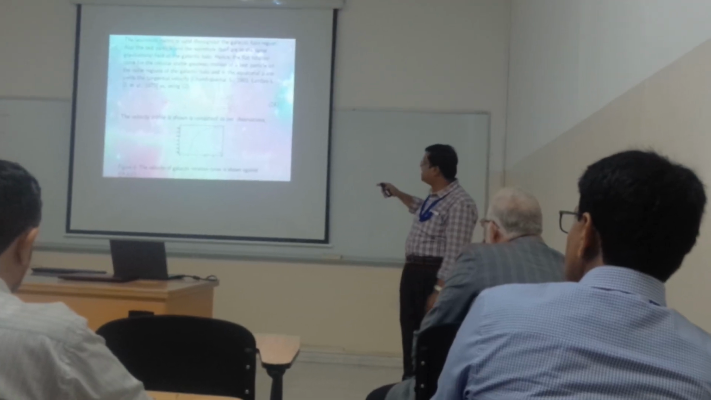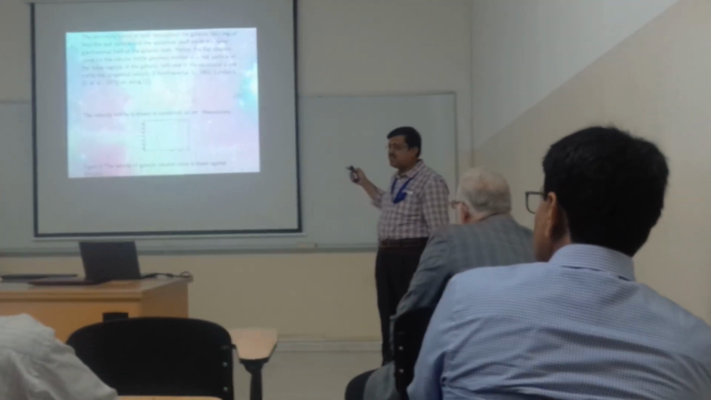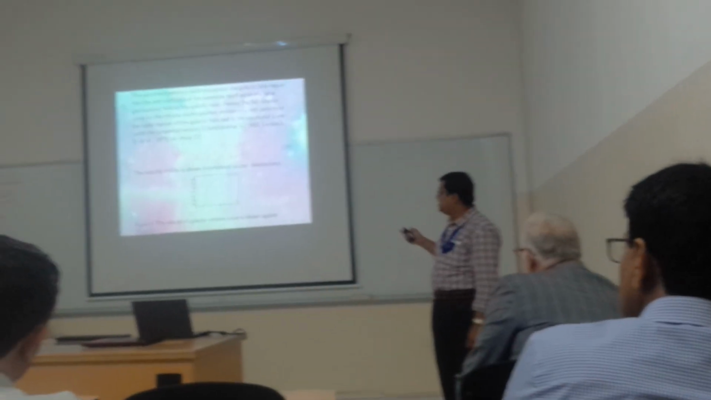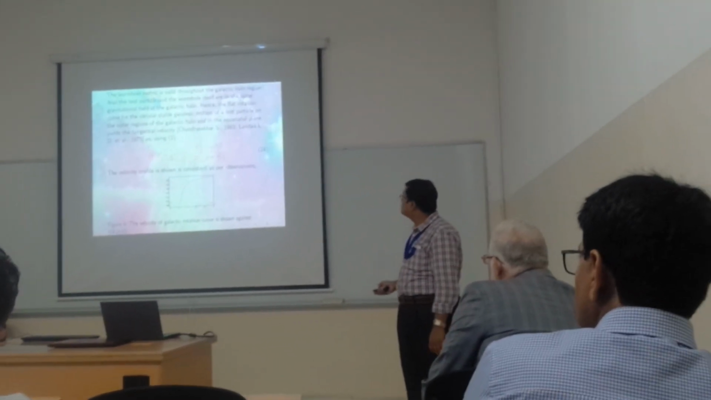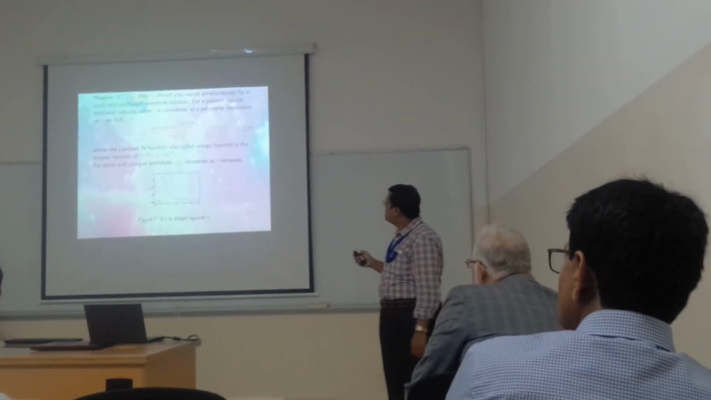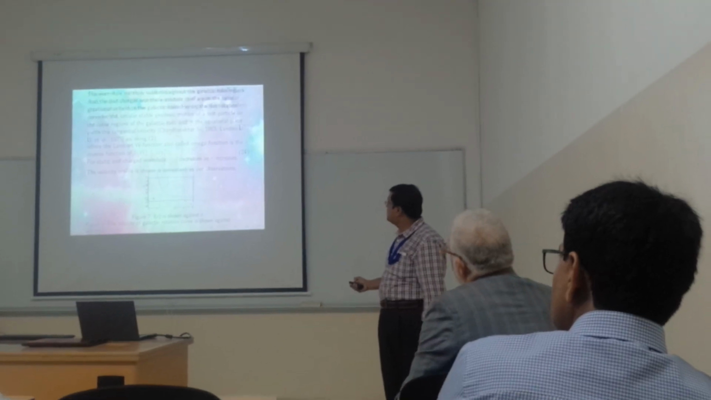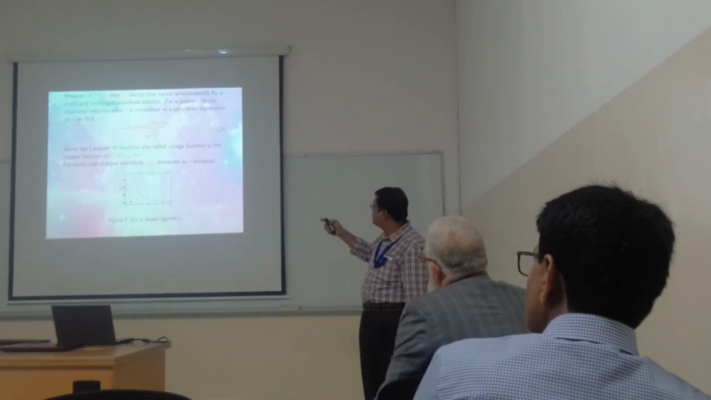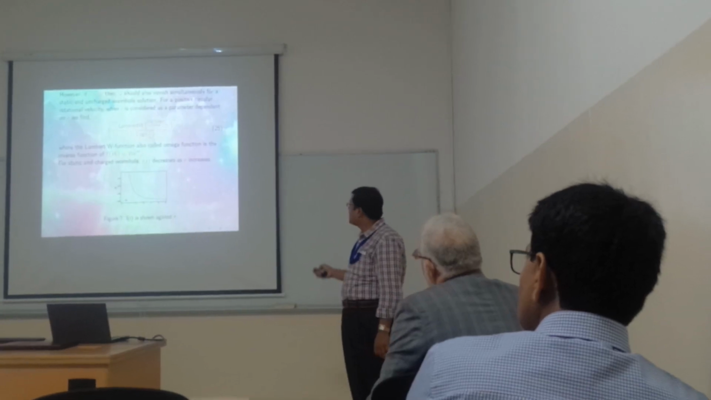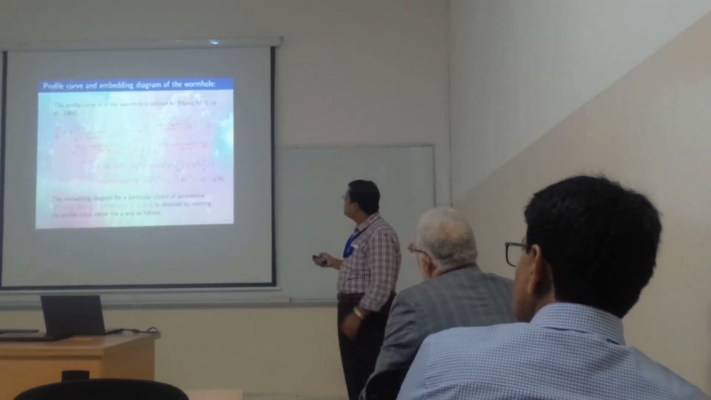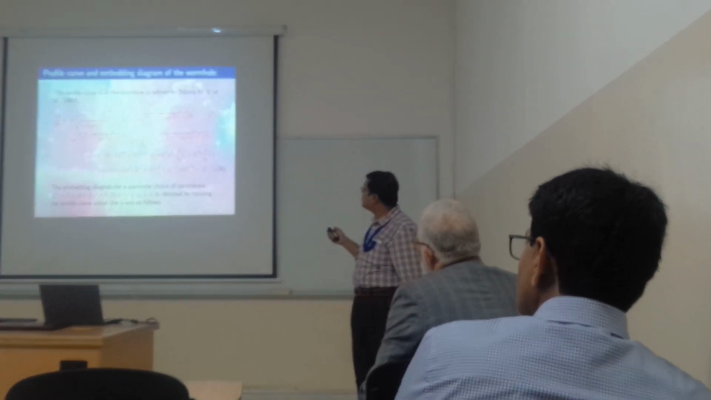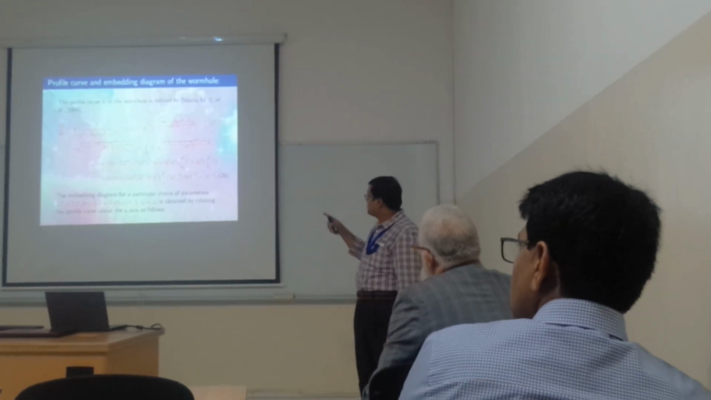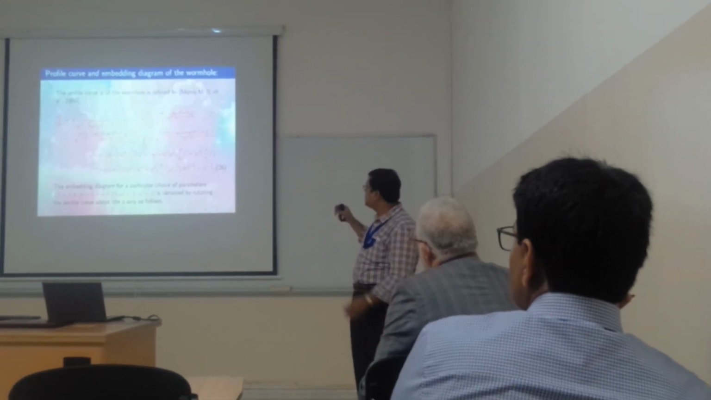Next we find this velocity profile, which agrees with other experimental observational results, and is also shown. Next, L is a parameter which we have also plotted against r. Now, this is the profile curve of the wormhole, z as a function of r.